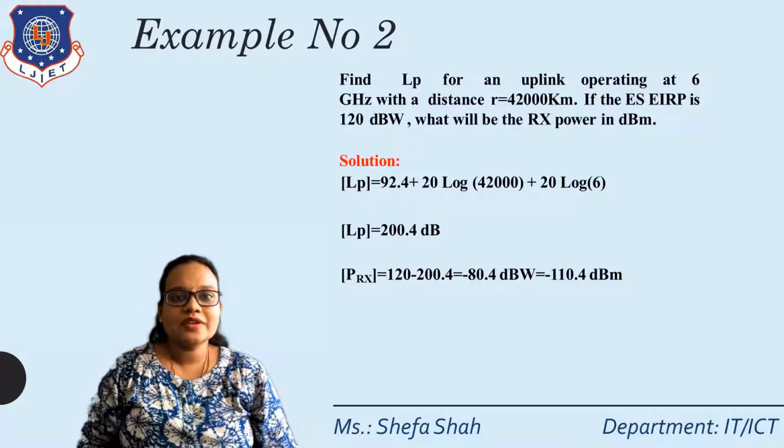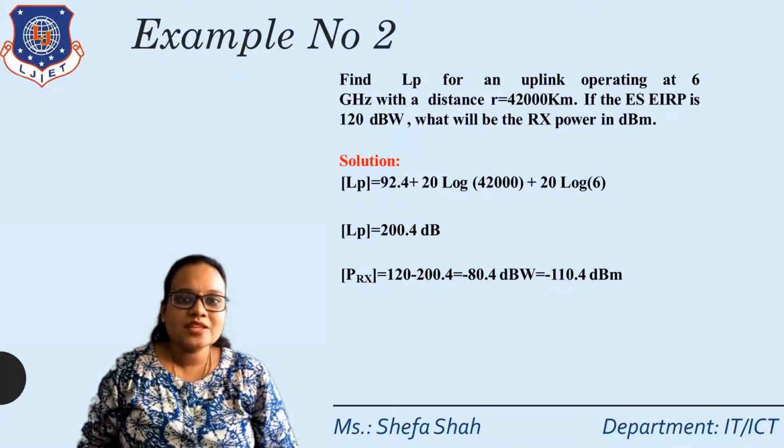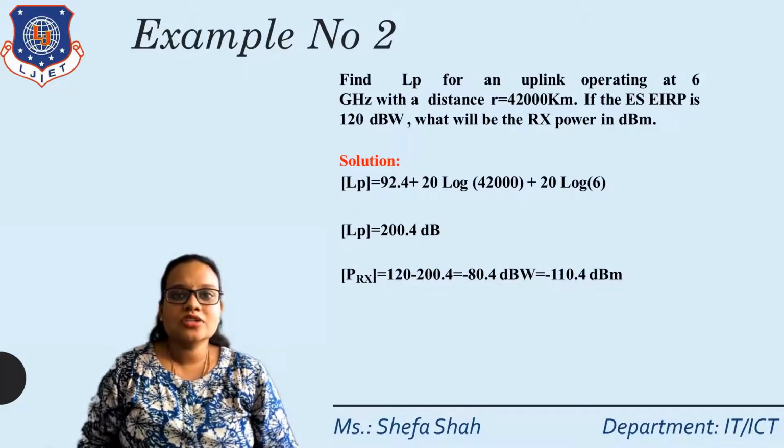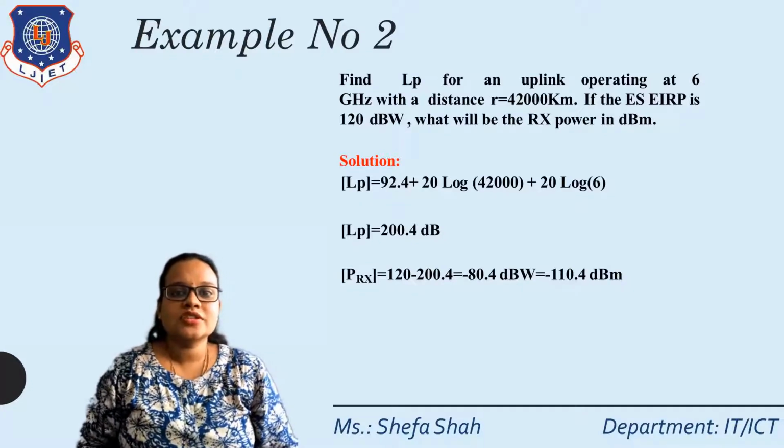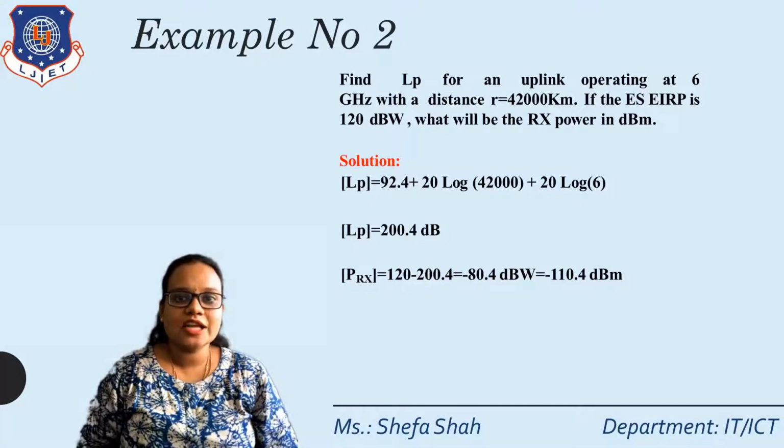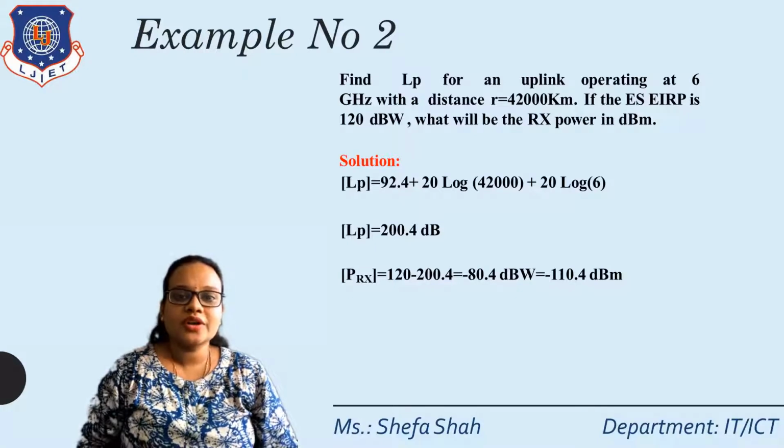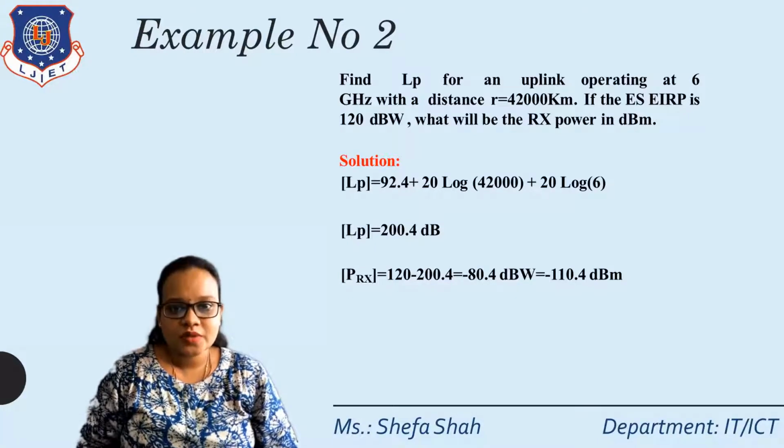So received power is nothing but EIRP minus the loss. EIRP has been given in dB, that is 120, minus loss, that is minus 200. So it will be equal to minus 80 dBW. And when we convert this minus 80 dBW into milliwatt, we will get minus 110.4 dBm. So this is how we calculate the received power as well as the path loss for the given quantities in the question.